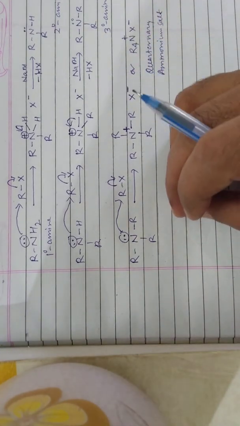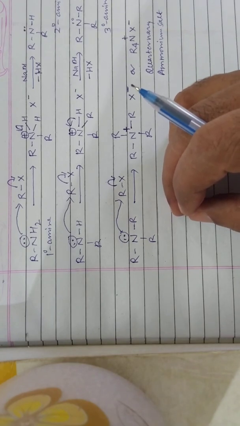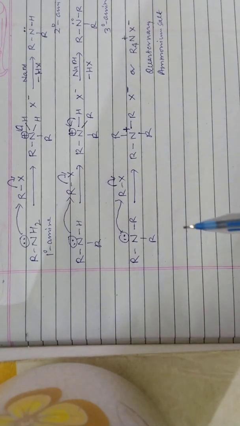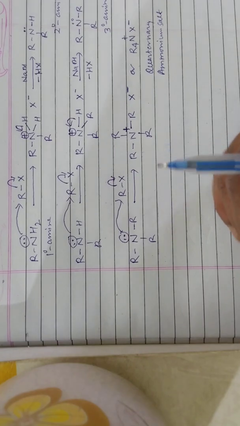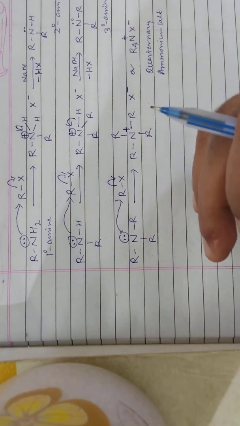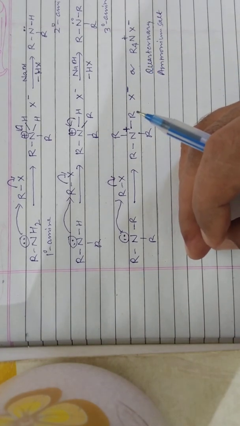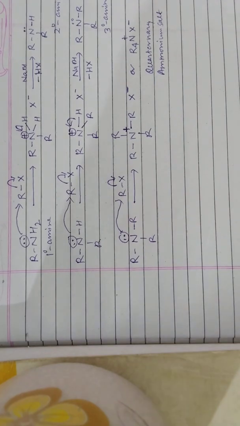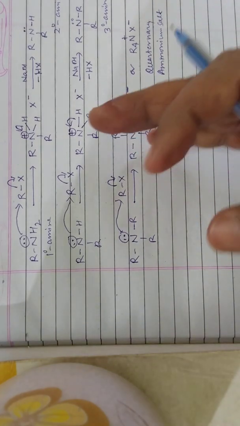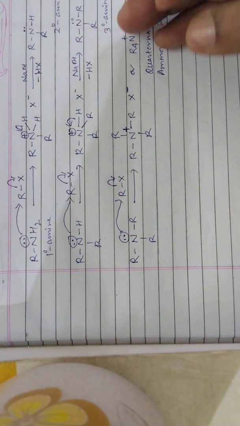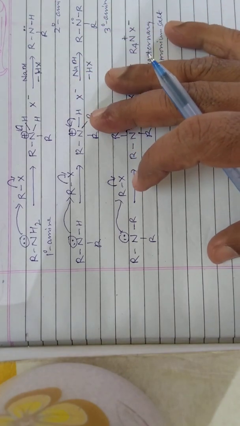But what is the problem of this method? If we apply ammonolysis to synthesize amines, then we get a mixture of amines, and this is the disadvantage, because we then have to separate the 1 degree, 2 degree and 3 degree amines. So this is the problem of this method.